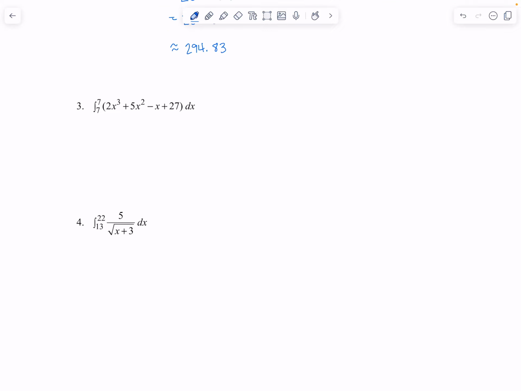Integral from 7 to 7 of 2x cubed plus 5x squared minus x plus 27 dx. Now notice our lower and upper limits of the integration are the same value. It's going from 7 to 7. And when that happens, our integral is 0. Because remember, the integral is telling us the area under the curve. If we're looking only at 7, there is no area.